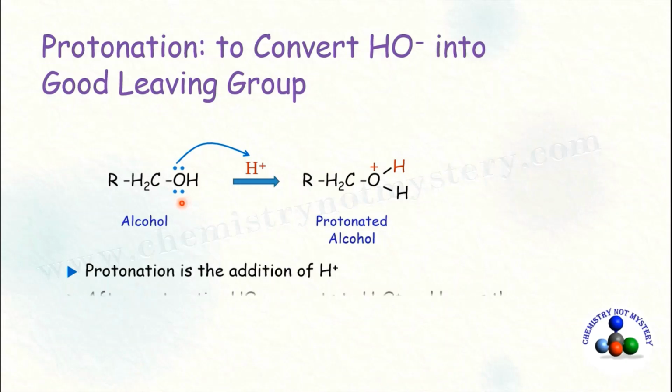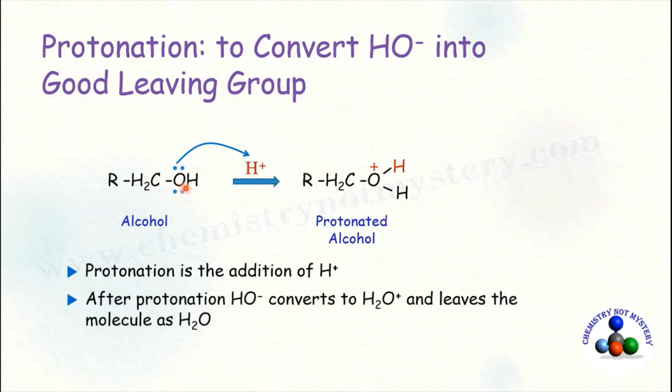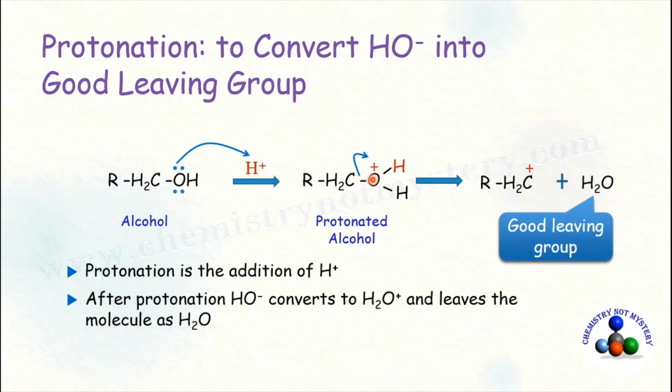So by protonation, we have converted OH negative ion into H2O positive ion. When this H2O positive ion leaves the molecule, it will leave along with its bonding pair of electron. So the positive charge over oxygen neutralizes and it will leave in the form of neutral water molecule. That's why it is a good leaving group. So that's how protonation converts OH negative ion into a good leaving group, water molecule.